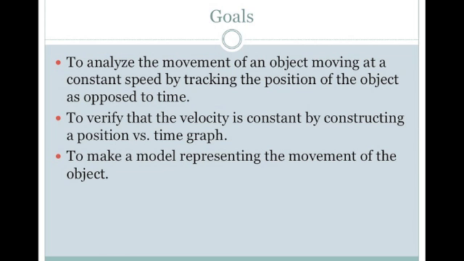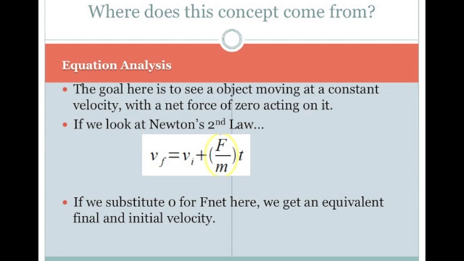It is also important to identify the goals of this experiment before discussing methods and analysis. The goals in this experiment were to analyze the movement of an object moving at a constant speed by tracking the position of the object as opposed to time, to verify that the velocity is constant by constructing a position versus time graph, and to make a model representing the movement of the object. The big overarching concept of this lab was to show how a ball moving at a constant velocity can be shown with Newton's second law.